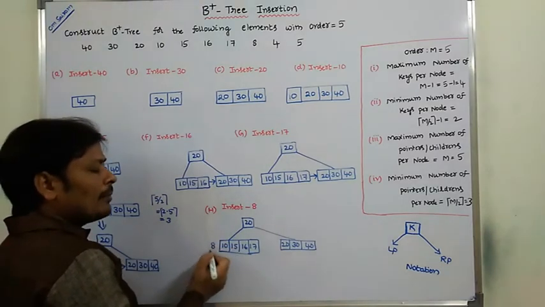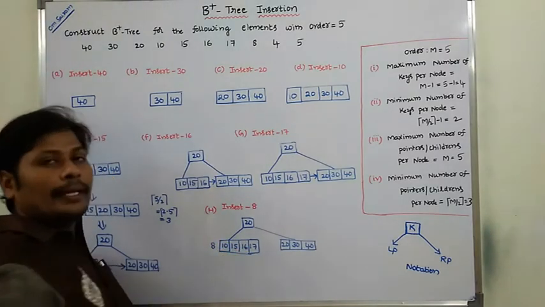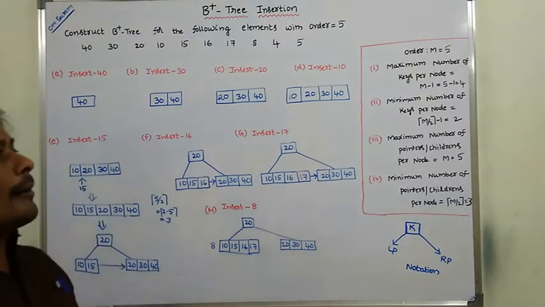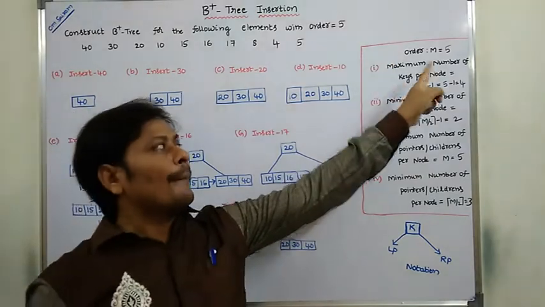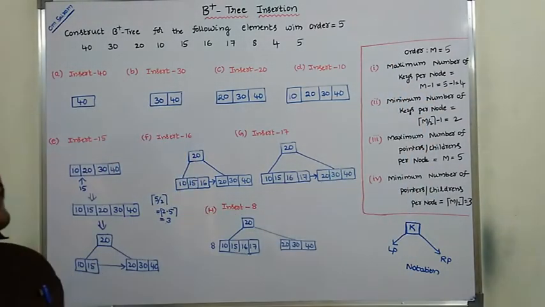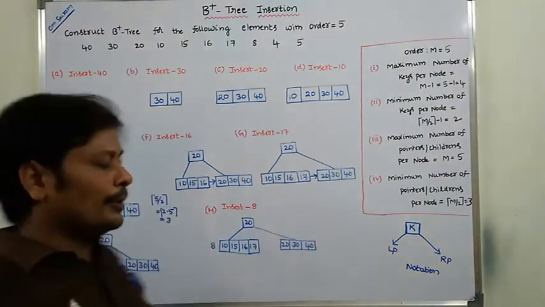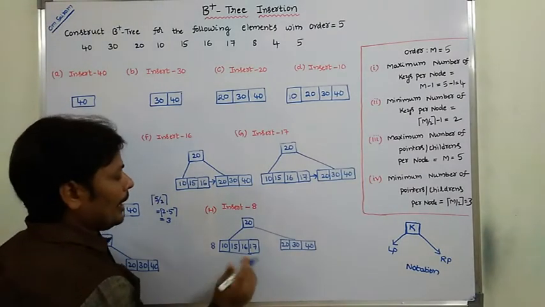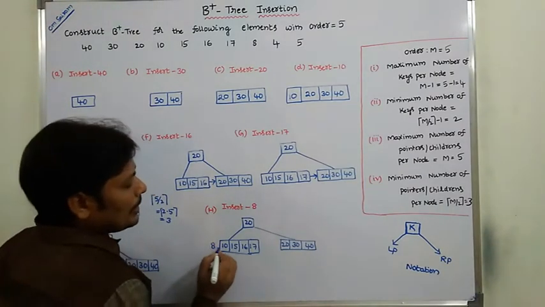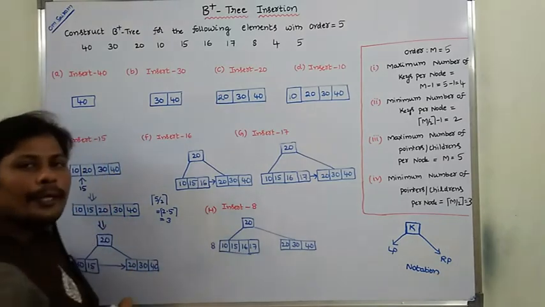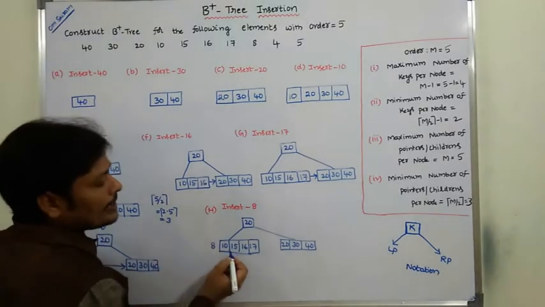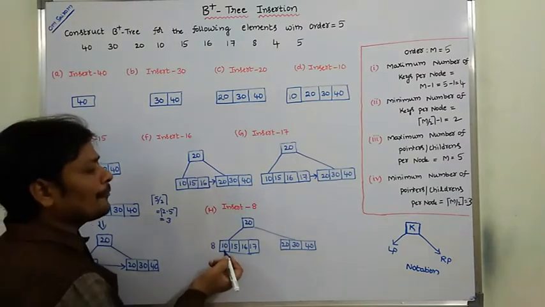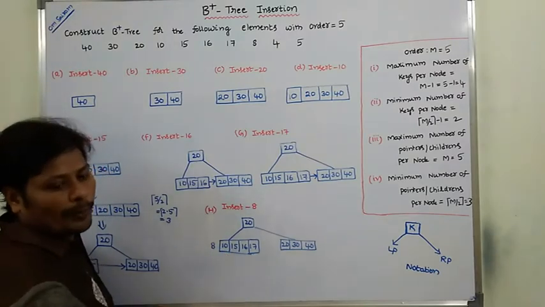Okay, how many key elements are there in this node? 5 key elements. But according to property 1, the maximum number of key elements per node is equal to 4. But this node contains 5 key elements. So now this is an invalid node. To convert this invalid node into a valid node, we have to perform the splitting operation.